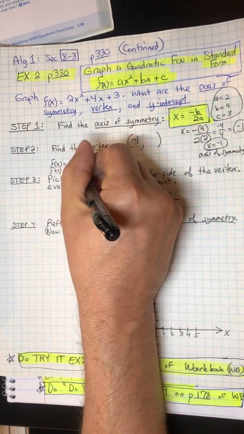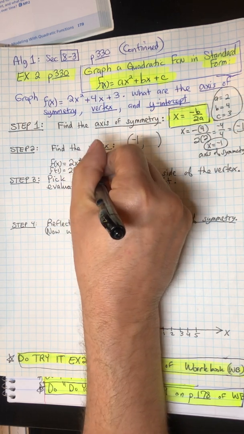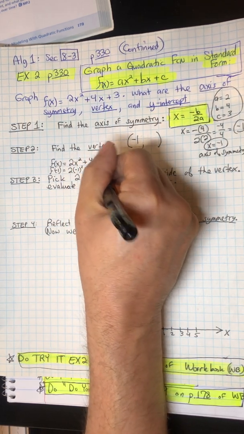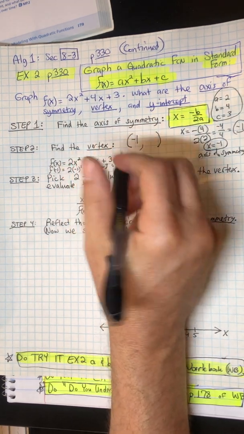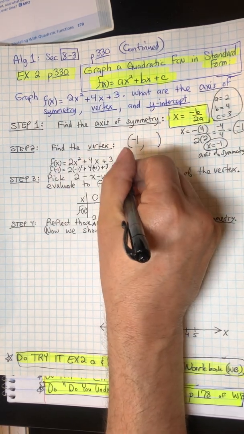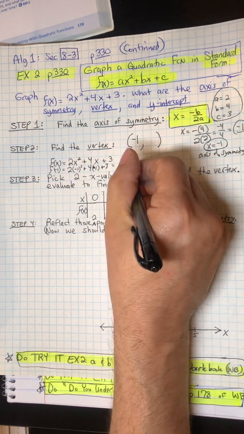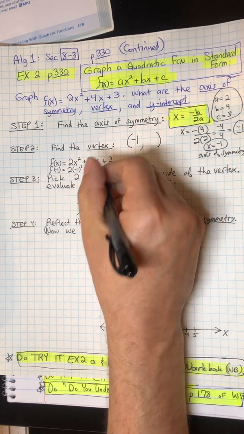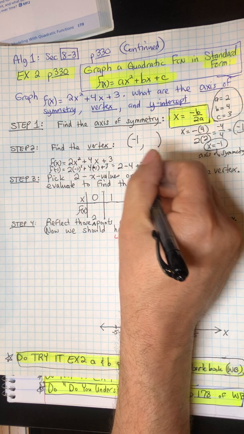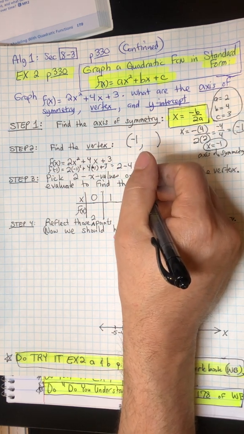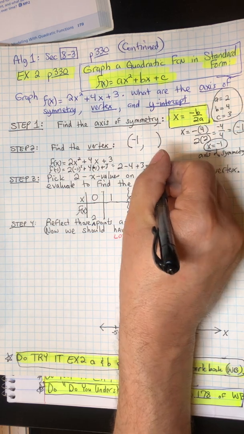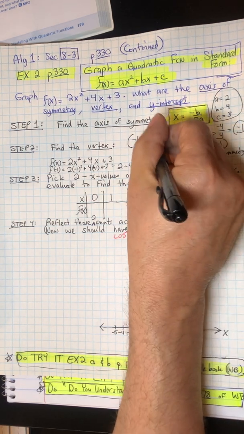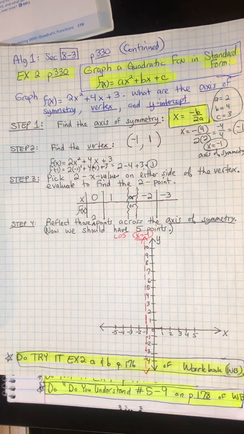Do the math. -1 squared. Replace x with -1 everywhere you see an x, and do the math. -1 squared is +1. 1 times 2 is 2. -1 times 4 is -4. And then plus 3. What's 2 minus 4? 2 minus 4 is -2. -2 plus 3 is +1. So +1 is the y-coordinate of the vertex.